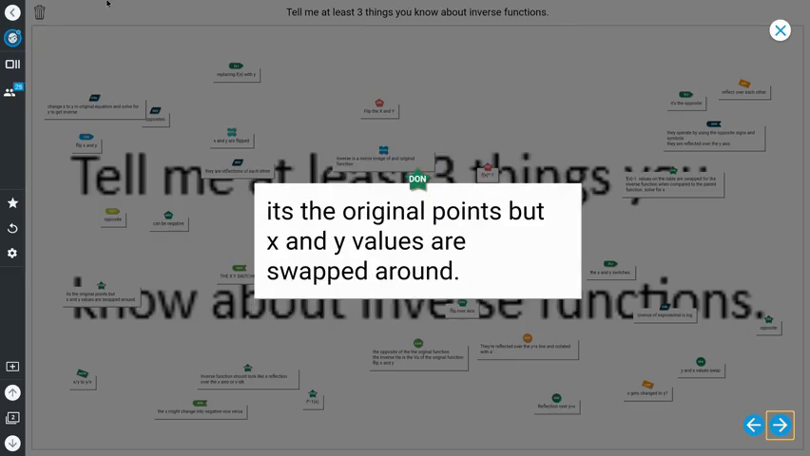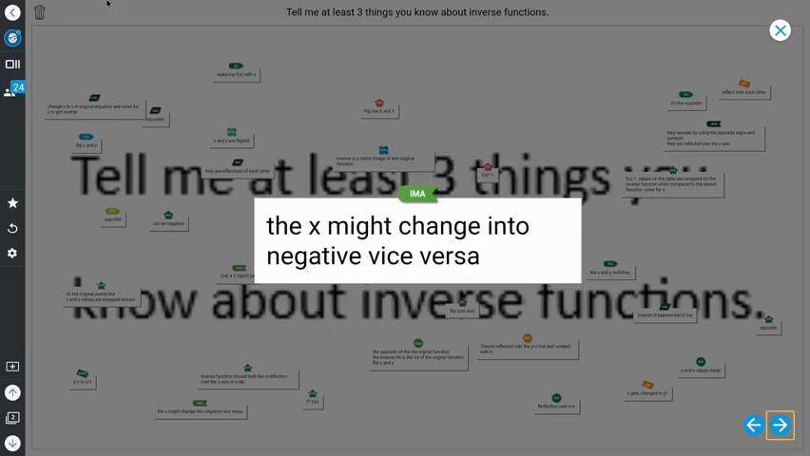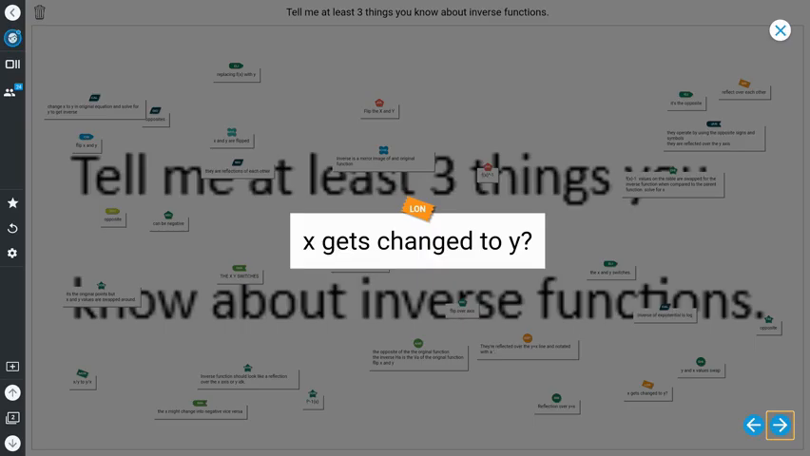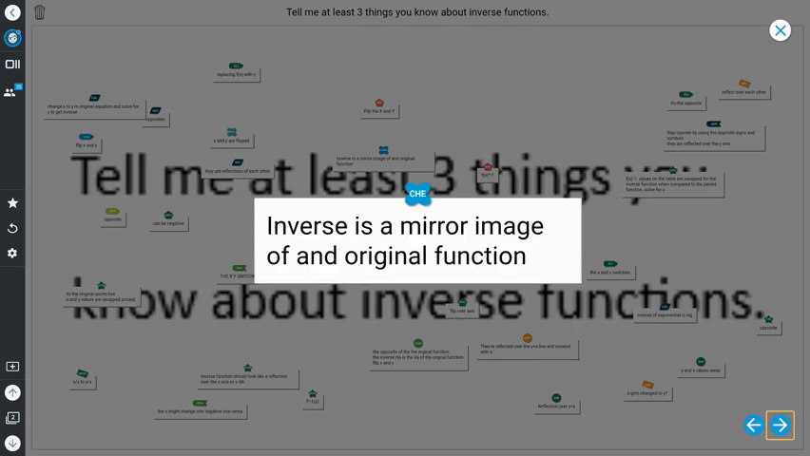Okay. The original points, x and y values are swapped. Very good. So the x becomes a y, the y becomes the x. Inverse functions are a reflection over y equals x. Okay, replacing f of x with y. All right. That's the notation. Very good.